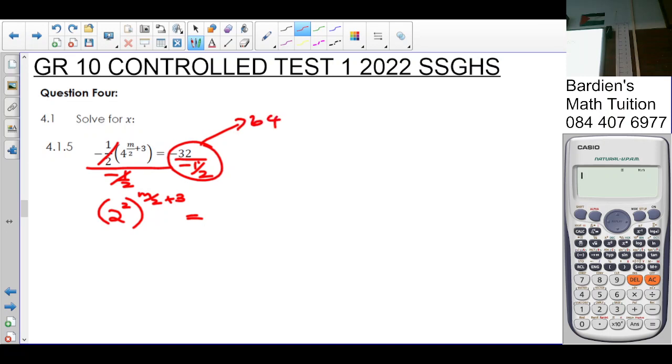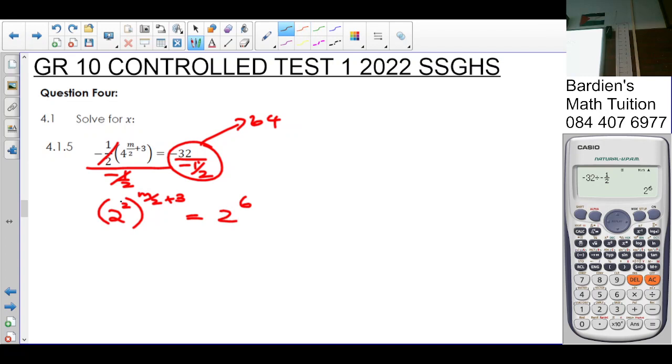Now if you didn't know that, you could have tested on this side as well. You say negative 32 divided by negative half gives you 64, which now can be written as 2 to the 6. Okay? 2 to the 6.